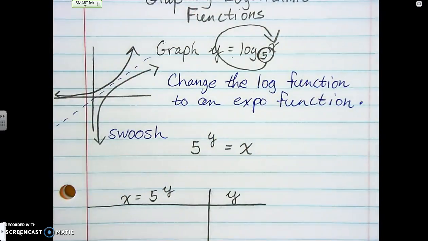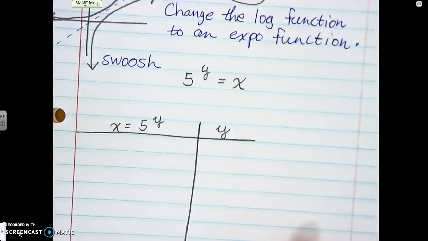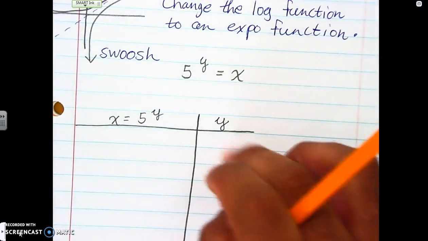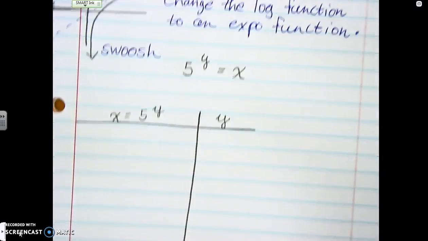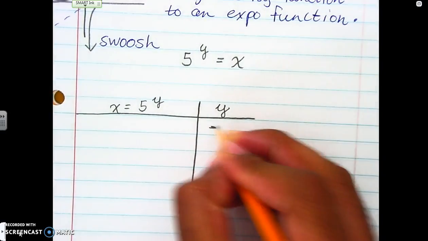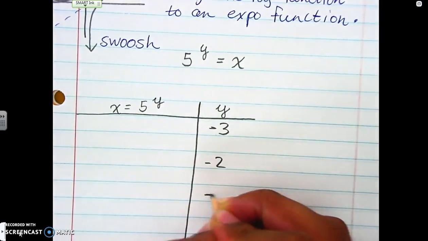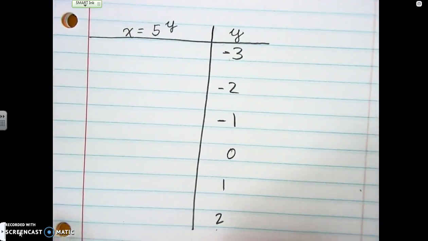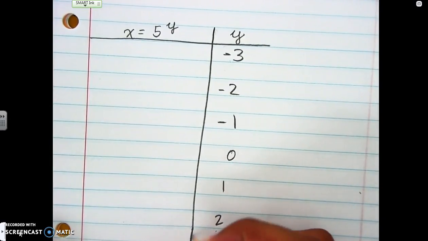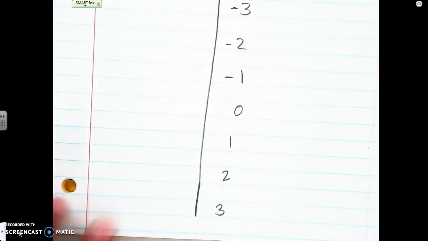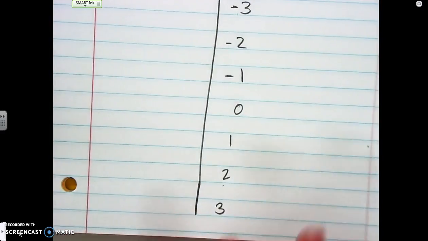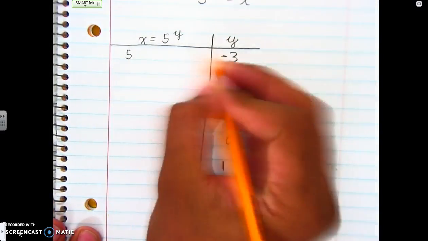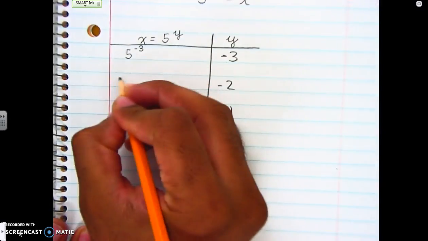So with our inverse functions, we're switching our x and y values to be able to get that. So what we're going to do here is, instead of our x's being -3, -2, -1, 0, 1, 2, 3, our y's are going to be those numbers. So we're going to do -3, -2, -1, 0, 1, 2, and 3 for our y values. Not x, but y. And just like we did before, we're going to take each one of these and we're going to substitute them in for that exponent.